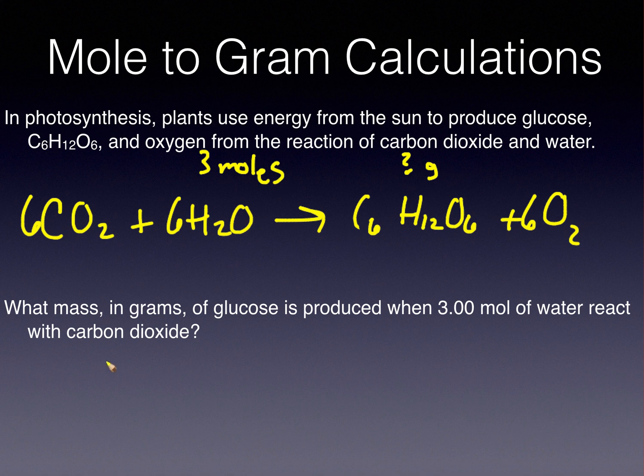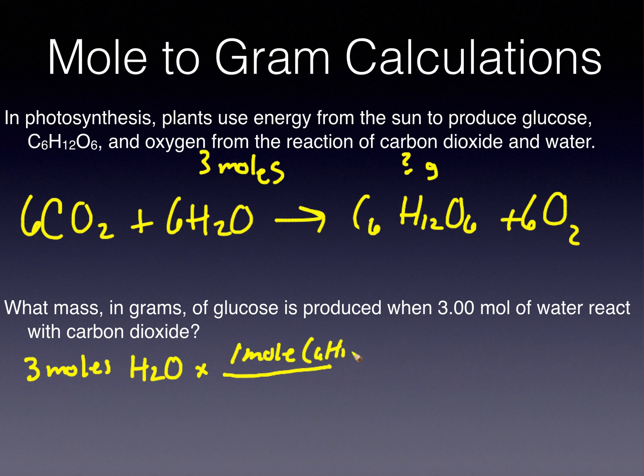All right, so we're going to write down what we know. We know 3 moles of H2O. All right, so we're at our easy pass station. We want to go over our bridge since we're in moles of our initial reactant, and we want to go to moles of glucose. So 1 mole of C6H12O6 all over 6 moles of H2O. Now, we want to go from moles to grams of glucose.